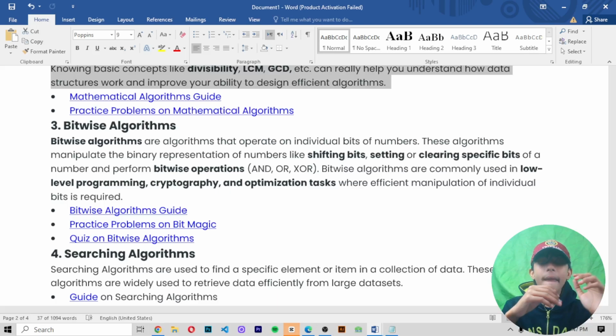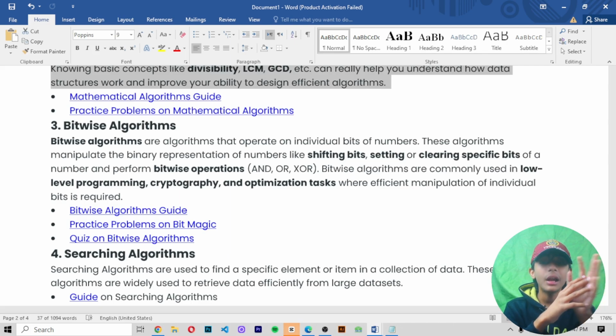In data structures there is not much math. I see a little bit of math, not very much. But in algorithms I see a lot of math.